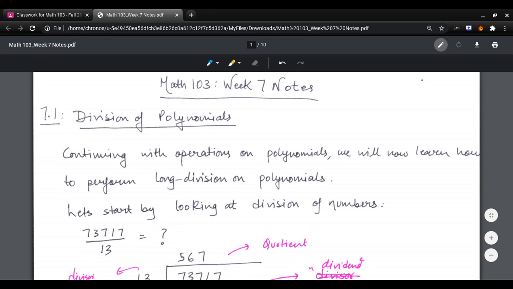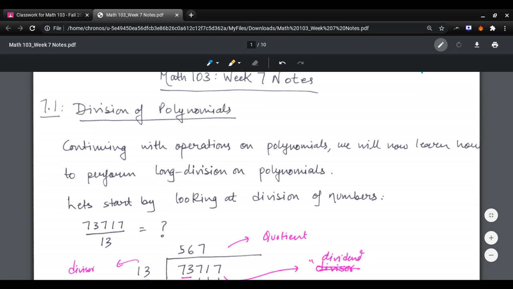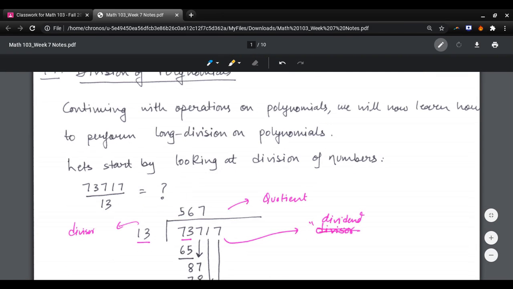Okay, we are going to continue with our operations on polynomials. We're going to learn how to divide polynomials. That's a natural progression from rational expressions, which are basically polynomials divided by polynomials. But as with the other operations, we're going to start by looking at division of numbers first.